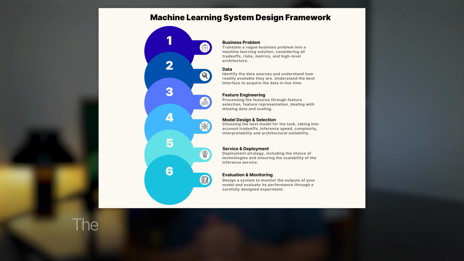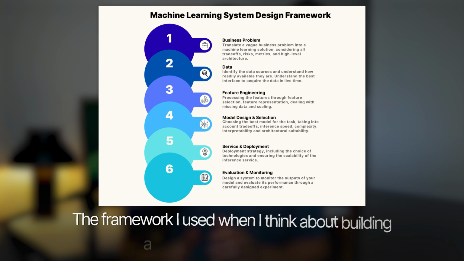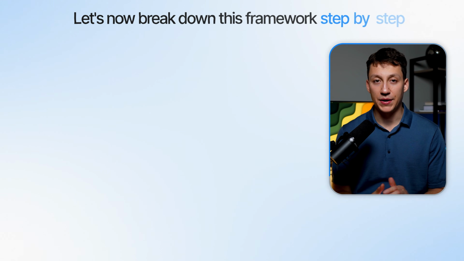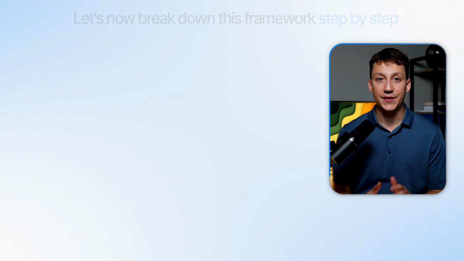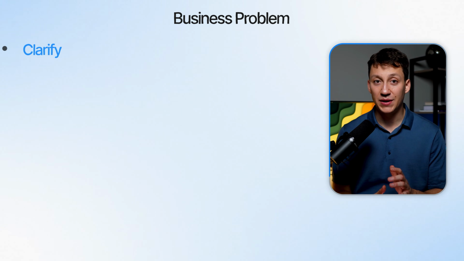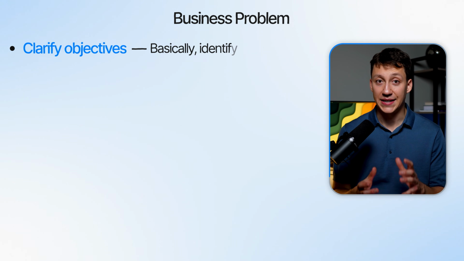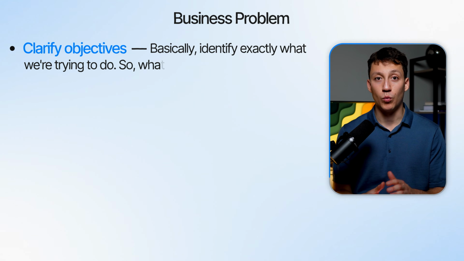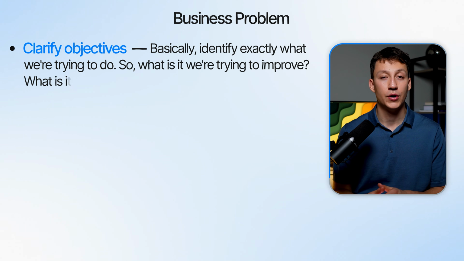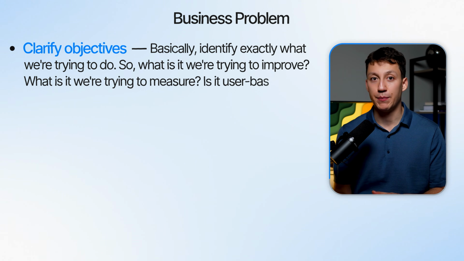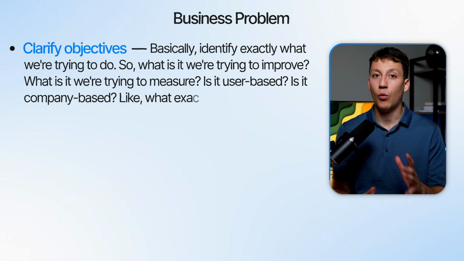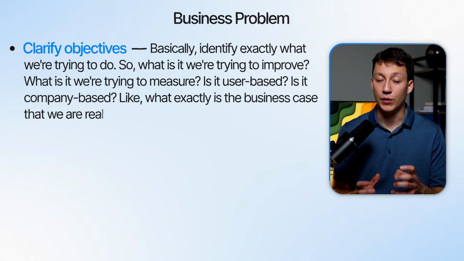On screen here is the framework I use when I think about building a machine learning system. Let's now break down this framework step by step. The first part is to understand the business problem. The first thing we need to do is identify exactly what we're trying to do. So what is it we're trying to improve? What is it we're trying to measure? Is it user-based? Is it company-based? What exactly is the business case that we are really solving?